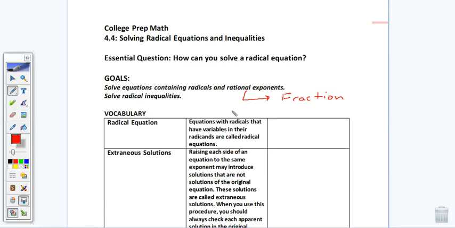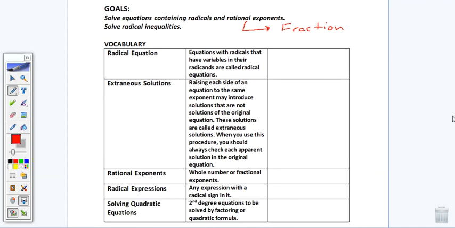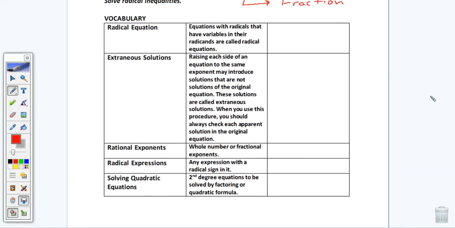And then we're also going to look at solving radical inequalities. So the vocab is not difficult today. It's actually pretty simple. All right, radical equation. Volunteer to read that for me. Go ahead, Sophie. Equations with radicals that have variables in their radicands are called radical equations.